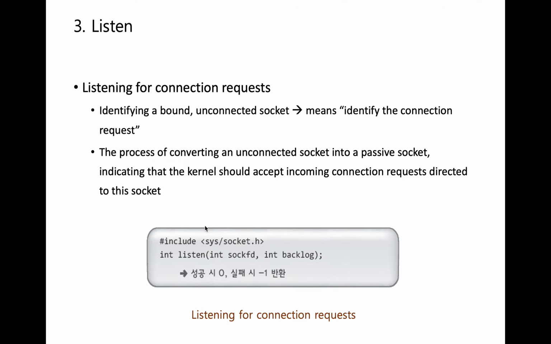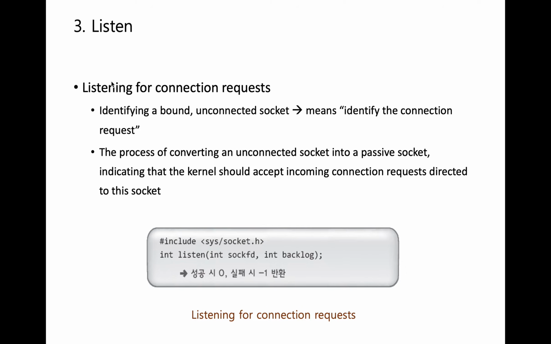Let's talk about the phone example. Before, when we had our phone and registered a phone number, we still were not accepting phone calls to our phone. And now we have to explicitly make this function call so that after this, other devices can make phone calls to our phone. That's basically what it means. The process of converting an unconnected socket into a passive socket means that an unconnected socket can be considered in our process as a connection request.